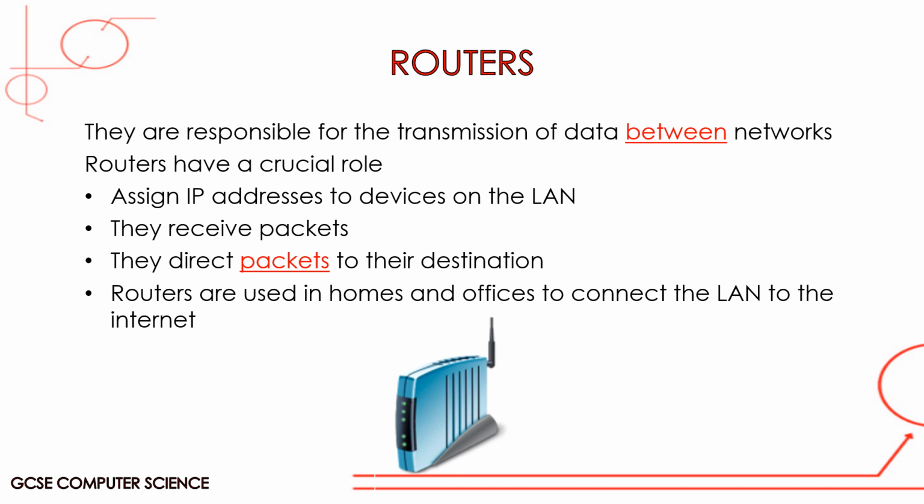A router is responsible for the transmission of data between networks. They have a crucial role and do many different things. First of all, they assign IP addresses to the devices on the LAN. They receive packets, they direct packets to their destination, and they are often used in homes and offices to connect the LAN to the internet.